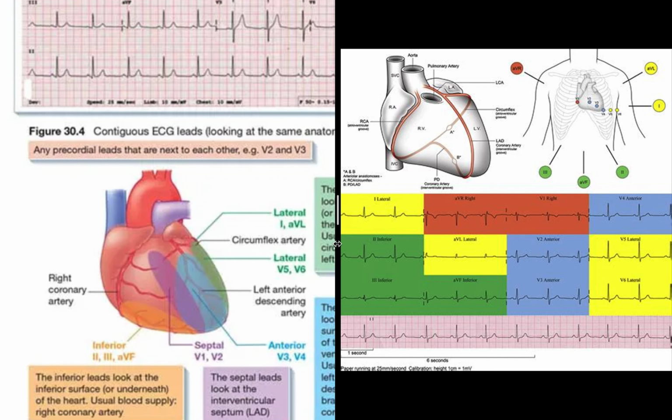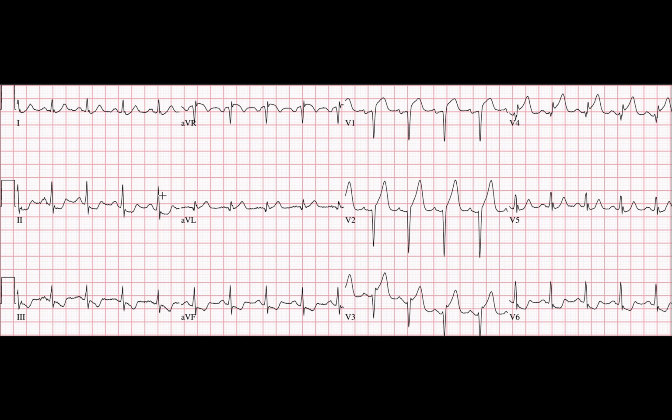So, what's wrong with this guy? I'm glad you asked. Whenever we have ischemia, and ischemia basically means lack of blood flow, that means we have a lack of oxygen. Whenever we get ischemia, we will see what's called an ST depression, but even more so than that, we'll see what's called an ST elevation.